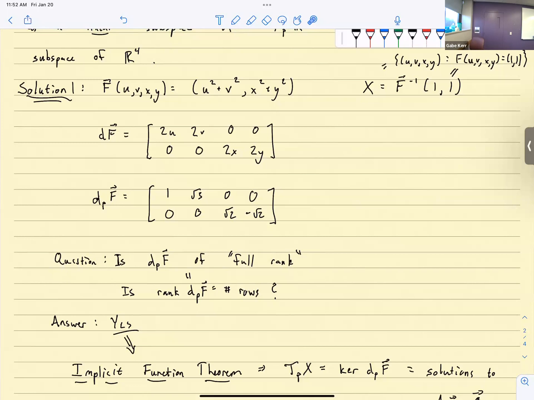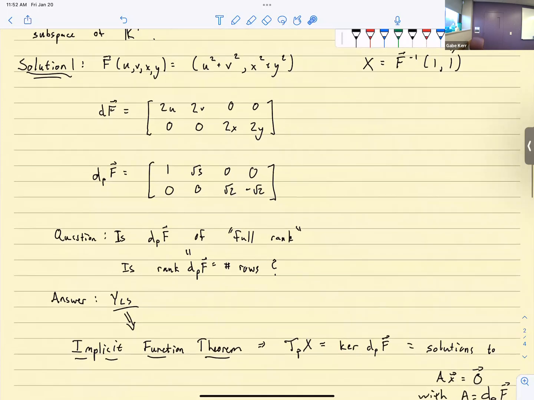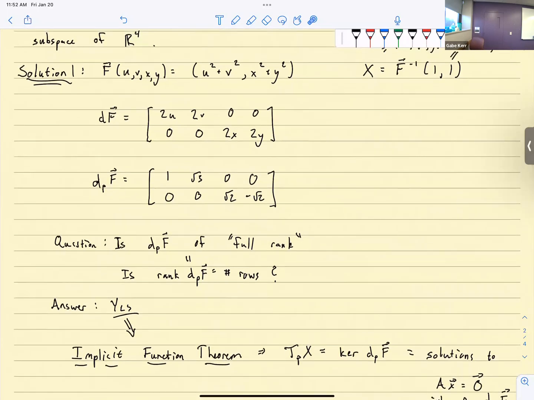So we put it in a black box. Later on you'll learn the proof of that theorem and understand it better, but we're going to accept that theorem. When you have that theorem, what it will imply for you is that the tangent space to your level set is in fact the kernel of the Jacobian matrix. In other words, it's the null space of the Jacobian matrix.